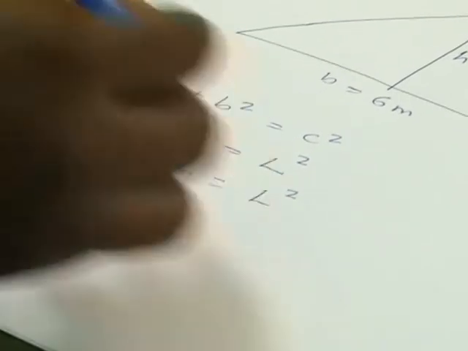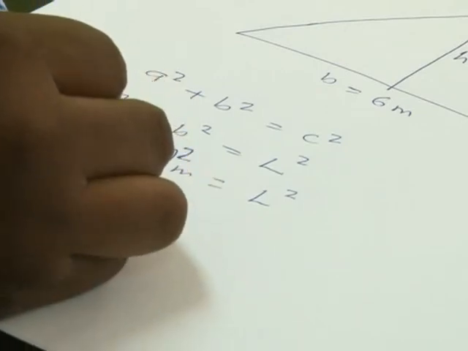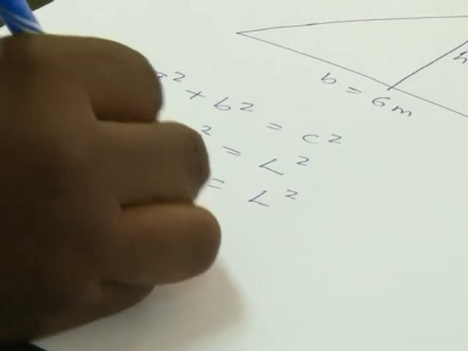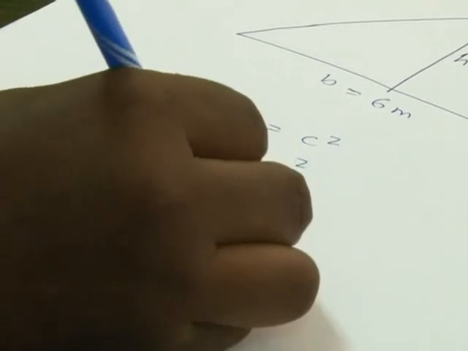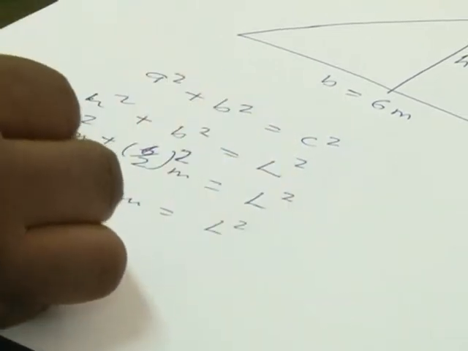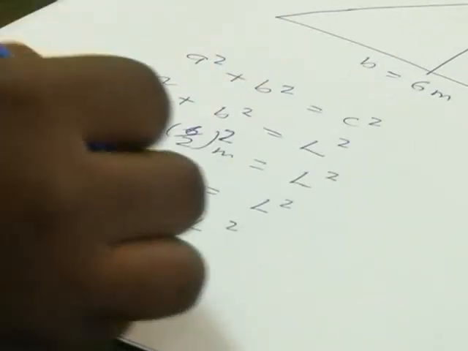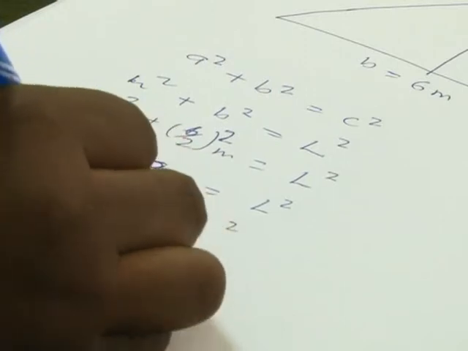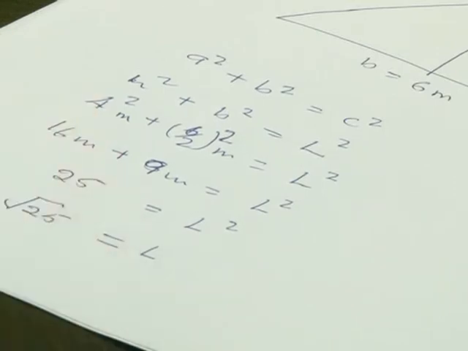Therefore, it means that 16 meters plus 9 meters is equal to c squared. 25 is equal to c squared. Therefore, in order to get the length of our sheets, it means we have the square root of 25. What do you mean, can you say it again?